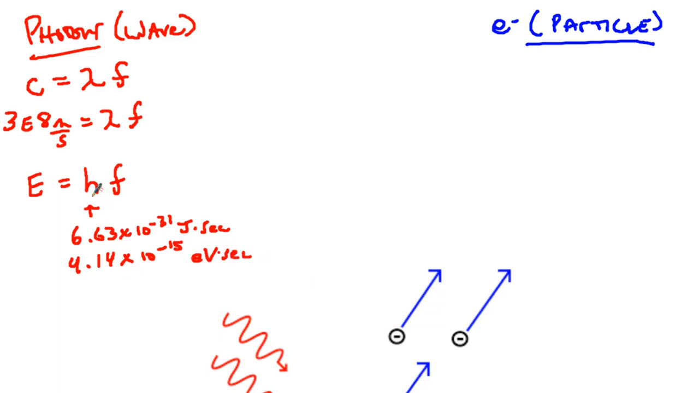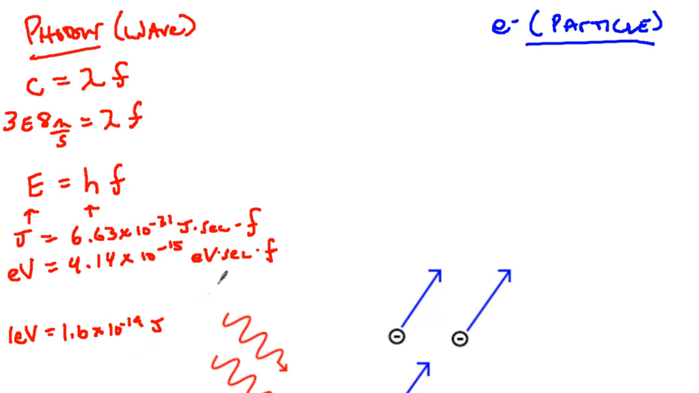Now you might say, which h do I use? Do I use 6.63 times 10 to the negative 34th? Do I use 4.14 times 10 to the negative 15th? Well, if you want your energy to be in joules, you're going to use the first one. Okay? If you want your energy to be in electron volts, you're going to use the second one. And you might say, well, what's the equivalence between electron volts and joules? 1 electron volt is 1.6 times 10 to the negative 19th joules.